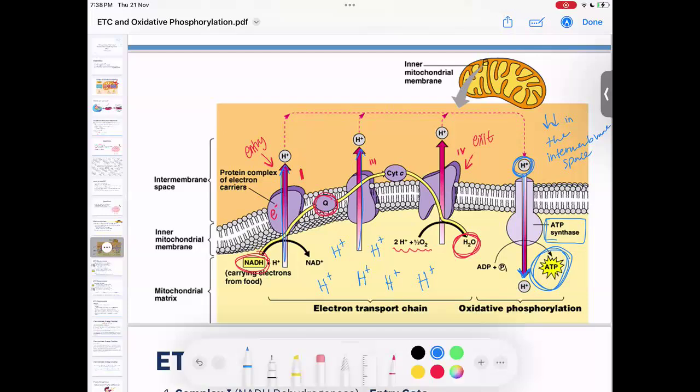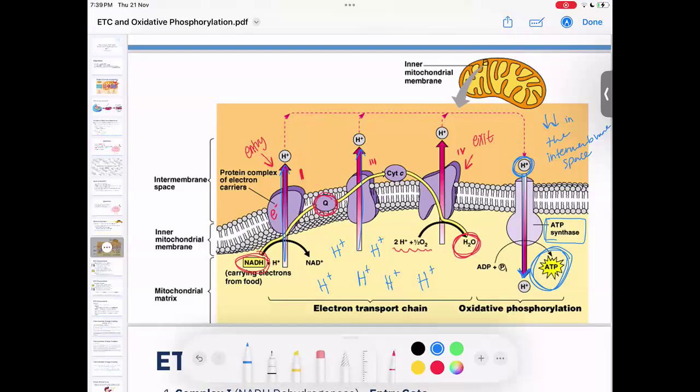But how will they do that? They can't go back through complex 1, 3, and 4. They actually need to go back through ATP synthase, and this is where we can produce ATP. So the H plus is going to cross down, and this movement down its concentration gradient through ATP synthase is going to release energy. And this energy is taken up by ATP synthase to produce what? To produce ATP, which was our end goal from the beginning. Okay? So now we've actually covered all these different parts, except an additional thing that I want to add.